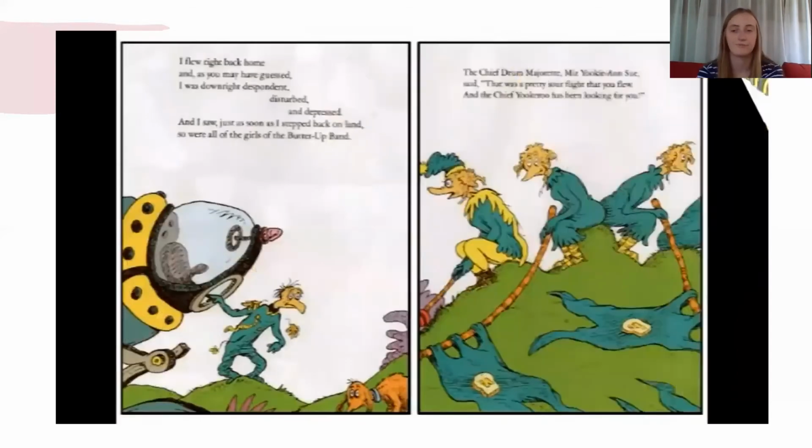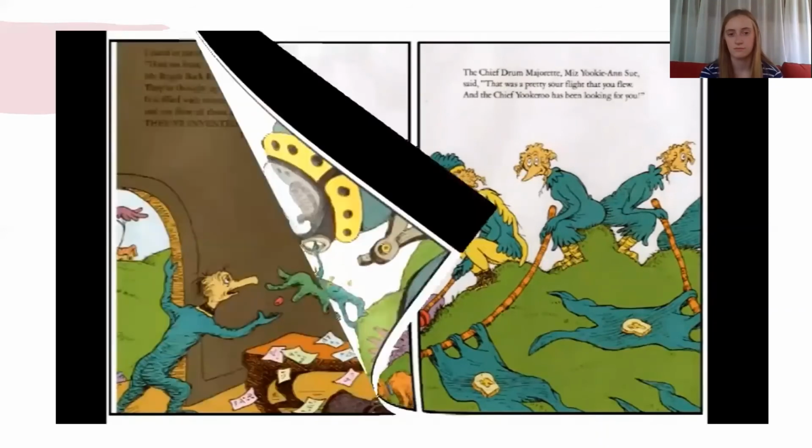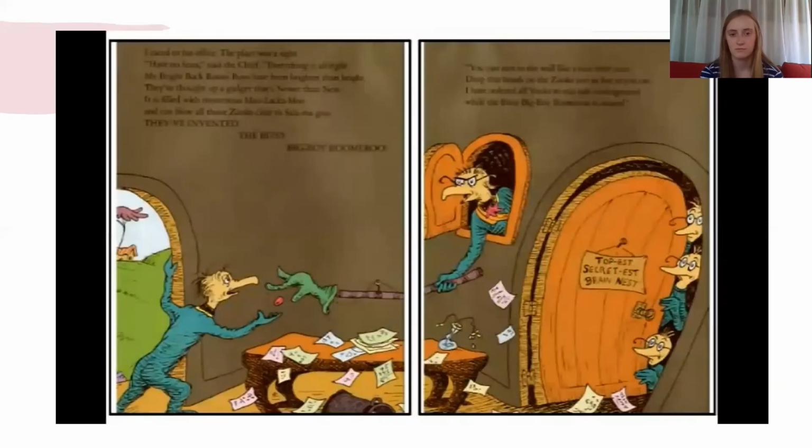I flew right home, and as you may have guessed, I was downright despondent, disturbed, and depressed. And I saw, just as soon as I stepped back on land, so were all of the girls of the buttered up band. The chief drum majorette, Ms. Yuki and Sue, said that was pretty sour flight that you flew, and the chief Yugaru has been looking for you. I ran to his office, the place was a sight.